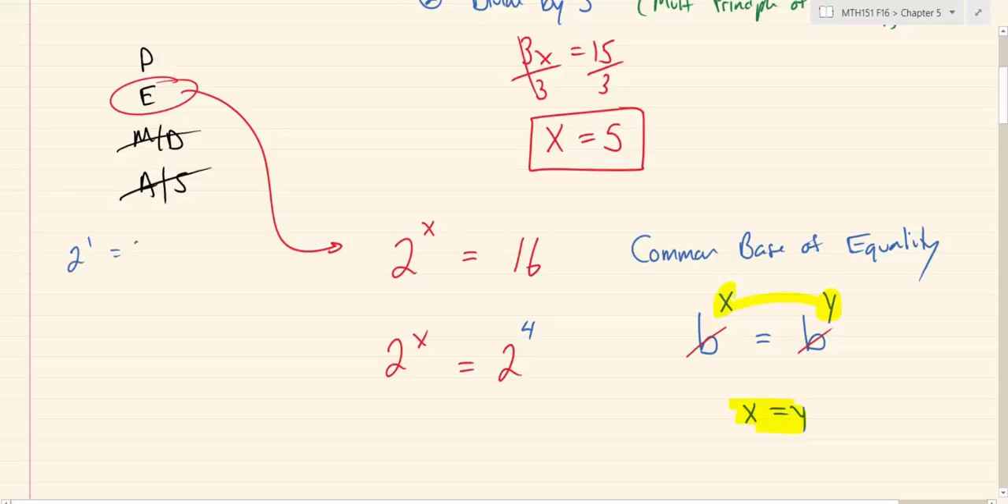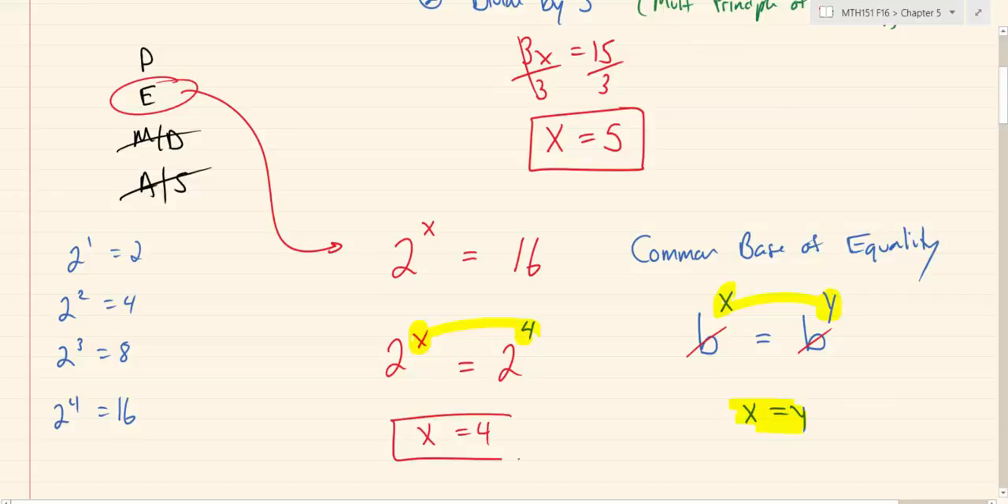2 to the 1st is 2. 2 to the 2nd is 4. 2 to the 3rd is 8. 2 to the 4th is 16. So we're going to rewrite 16 as 2 to the 4th power. And now look at this. We have a common base, x equals 4.